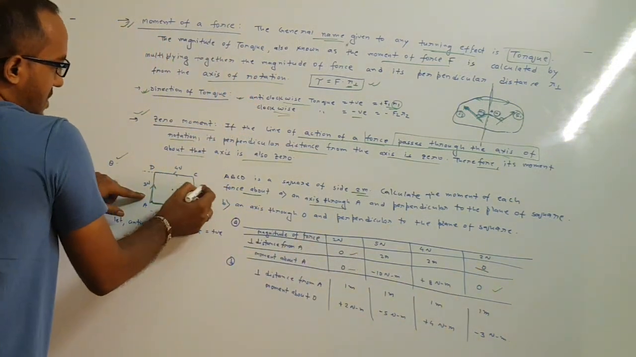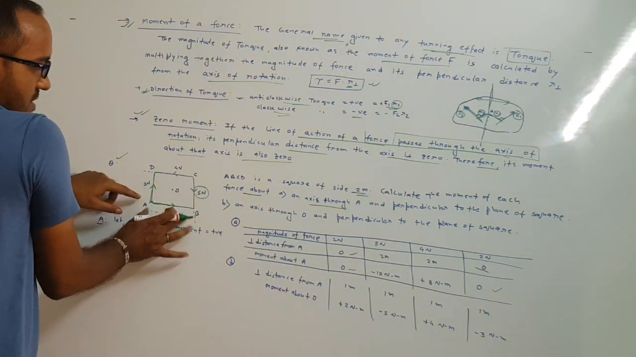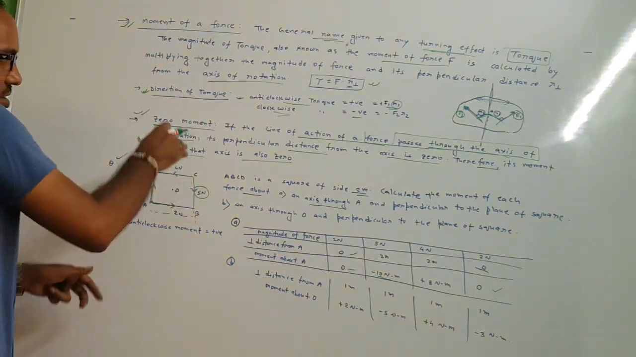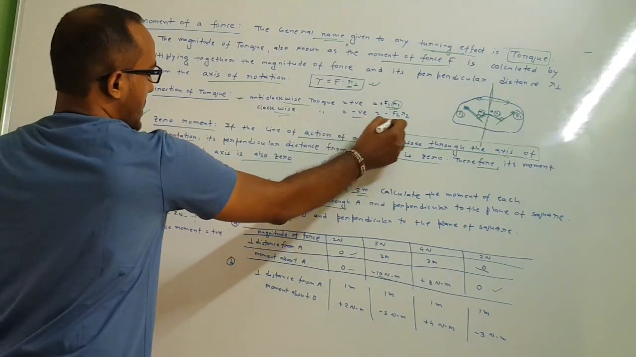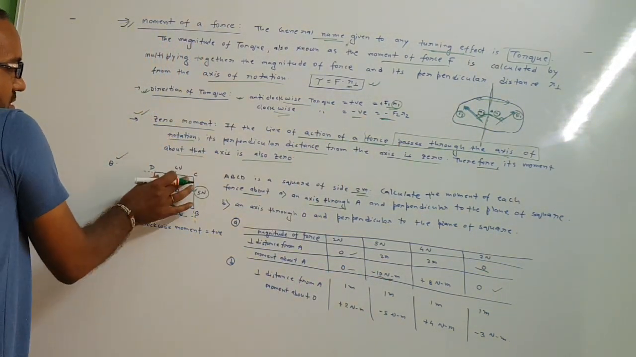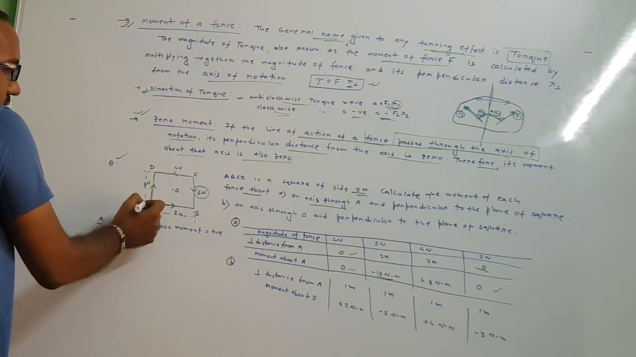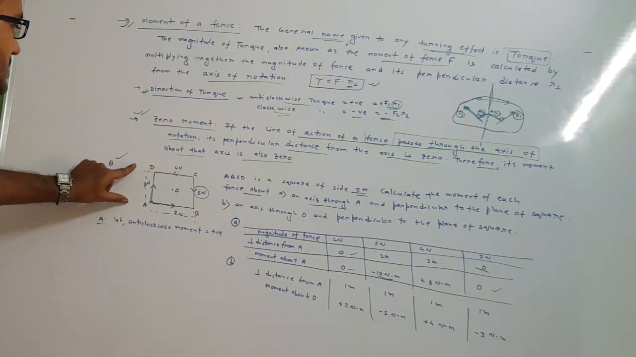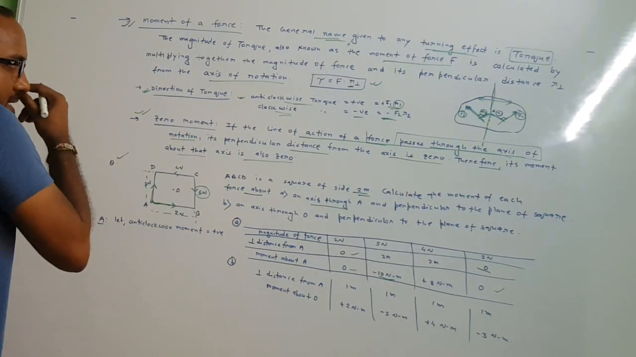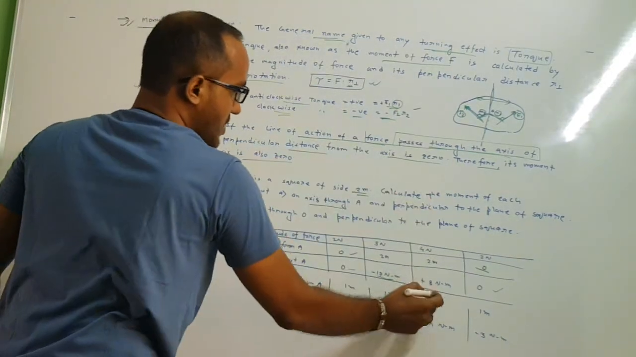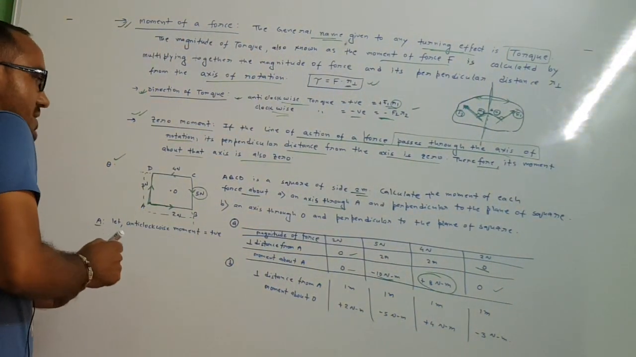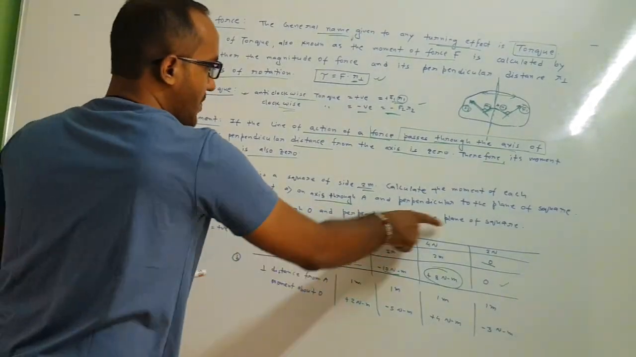And for 5 Newton, force is 5 Newton, perpendicular distance is 2 meter, so it would be minus 10 Newton meter, because it is in the clockwise direction and we have taken clockwise as negative. And for 4 Newton, the perpendicular distance is 2 meter and force is 4 Newton and it is in the anti-clockwise direction, and anti-clockwise we have taken positive, so that's why it is plus 8 Newton meter.